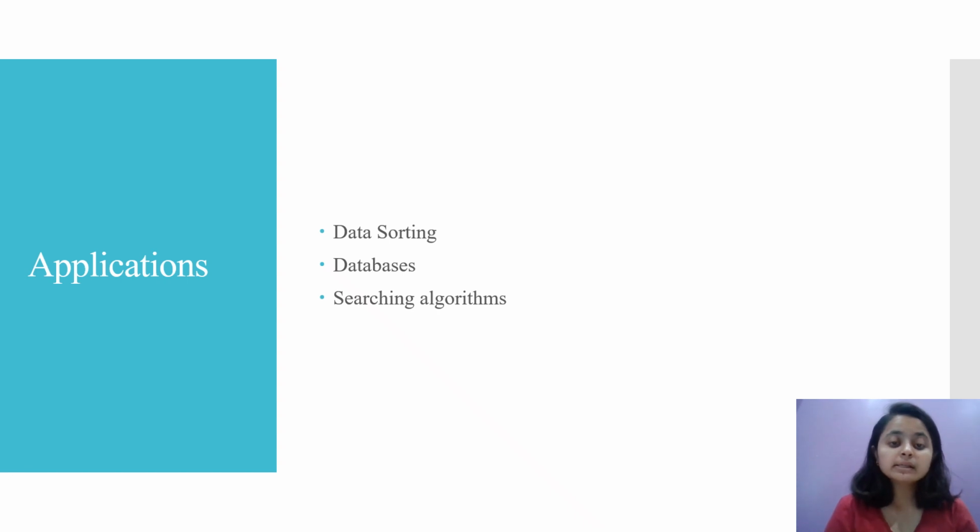Applications. Quicksort is used in many real-world applications. It is used for data sorting, database operations, and searching algorithms. Because of its speed, it is widely used in programming.